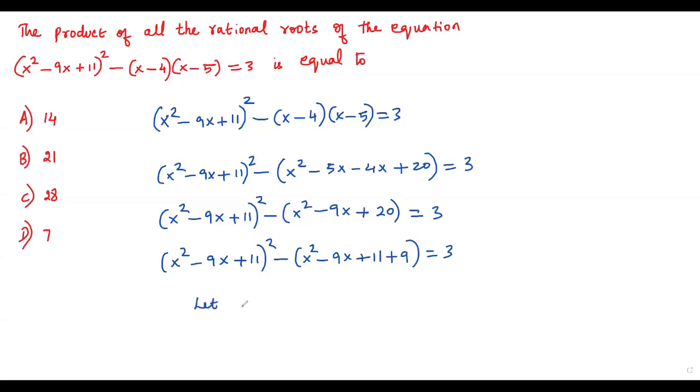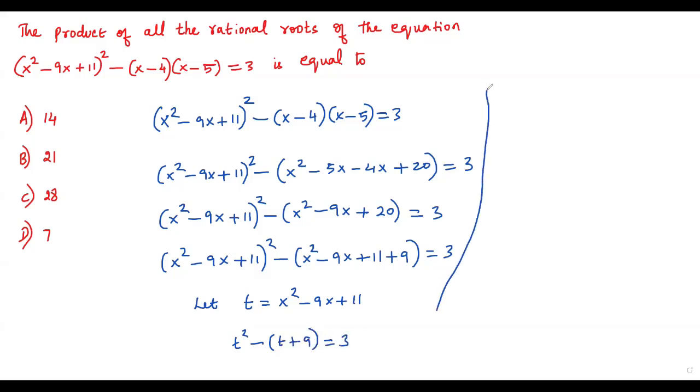That is, let t = x² − 9x + 11. Because solving this equation is a little complicated, to make the solving process easier, I just assign a new variable t for this trinomial, the same trinomial we have over here. Then the given equation will become what? When I plug in t for this stuff, I'm getting t² minus, and for x² − 9x + 11, I can plug in t, then I'm getting (t + 9) = 3.